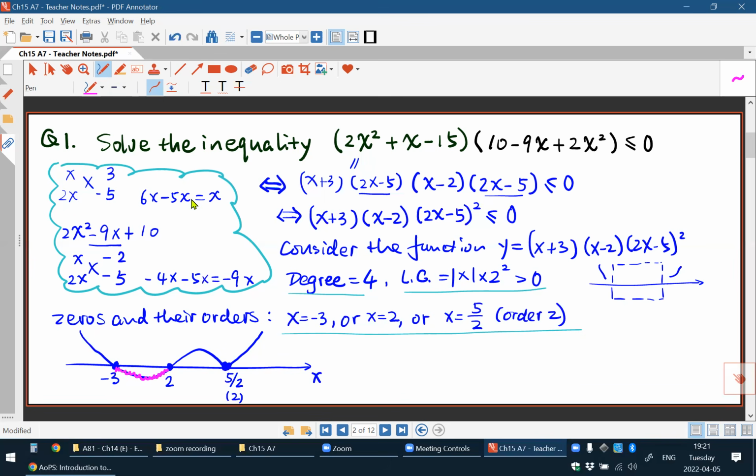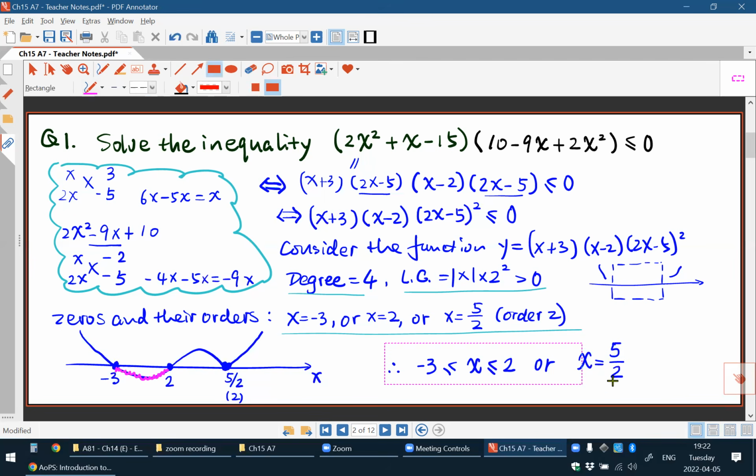Okay, this interval will also make this function less than 0. Therefore, the correct solution is x can be greater than or equal to -3 and less than or equal to 2. Or there is another possibility, x can also be 5/2. This is our final solution.